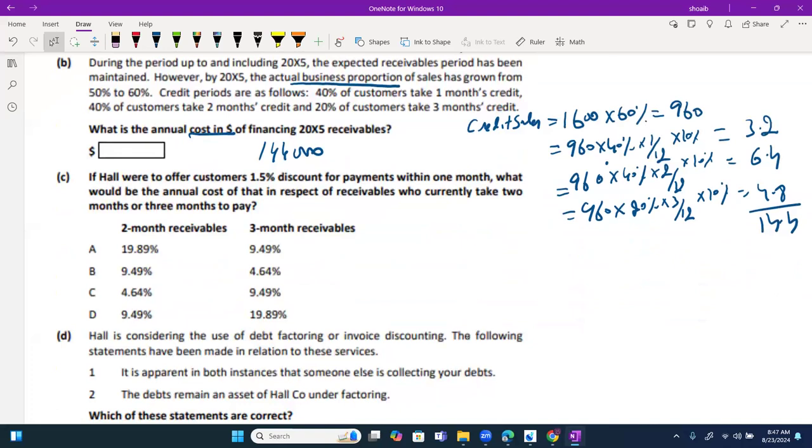If Hall company were to offer discount 1.5% for payment within 1 month, what would be the annual cost in respect of receivables who currently take 2 months or 3 months to pay? 14,400, yes. If Hall were to offer the discount, what would be the annual cost in respect of receivables who currently take 2 months or 3 months? Simply apply the discount formula.